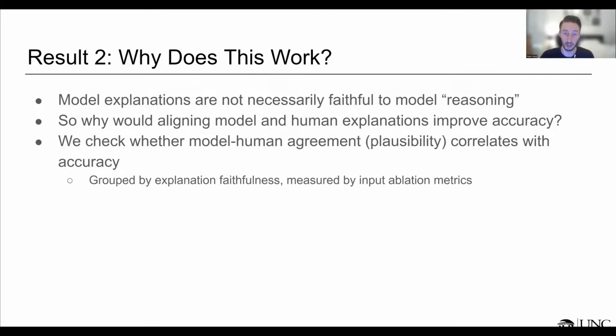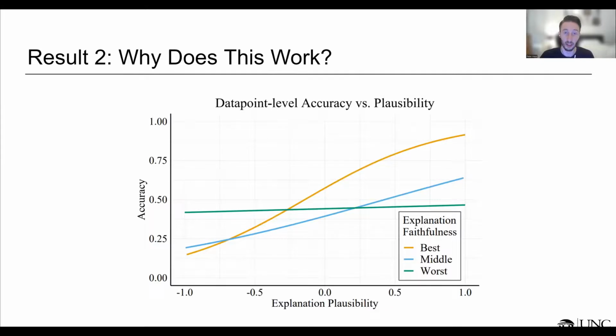We check whether explanation plausibility for individual data points correlates with model accuracy, but we'll break this correlation down into groups depending on the faithfulness of the explanations. We find that models are more accurate when explanations are both plausible and faithful. This plot shows the relationship between accuracy and explanation plausibility at the data point level, grouped into three explanation faithfulness categories. We measure faithfulness using a standard input ablation metric for feature importance explanations.